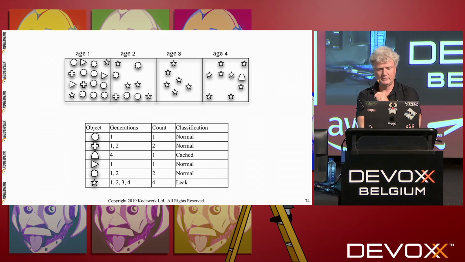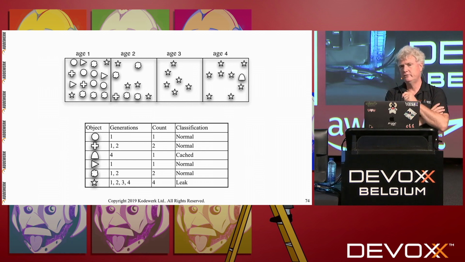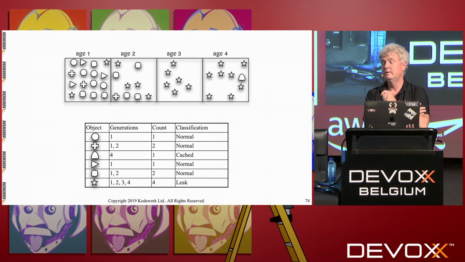Why is it not a legitimate memory usage? Which one are we talking about? The stars, you mean? Yes. Okay. So if you look at the stars, they exist in all generations, which means they tend to survive all attempts to collect them. And as I mentioned before, they're living in all generations, so we're creating more and more of them. If we keep that up, we will run out of memory.